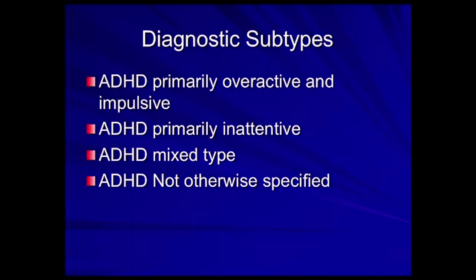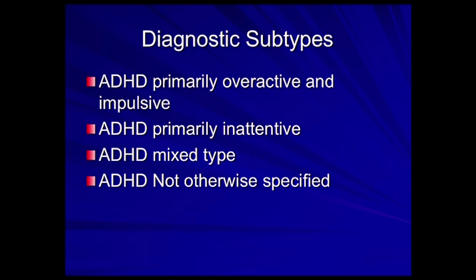There are 3 diagnostic subtypes, and there's really 4 when you look at the not otherwise specified. ADD, plain attention deficit disorder, people still use that term. It actually doesn't technically exist as far as this goes. Those people are still the same who have that, but it's ADHD primarily inattentive that would be the ADD. ADHD primarily overactive and impulsive is the least common group. Actually, it's about 15% of even kids, and it's even less in adults.